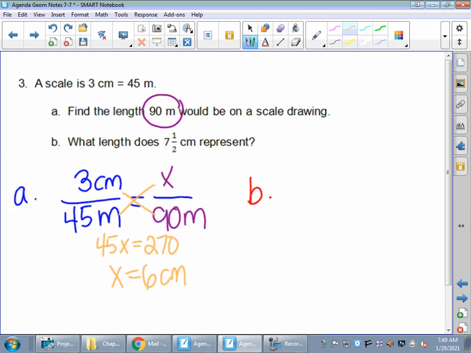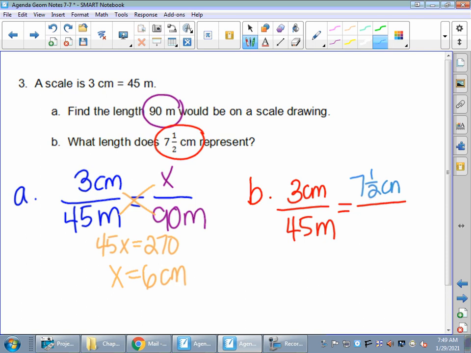So B, we've got the same scale, 3 centimeters to 45 meters. And what length does 7.5 centimeters represent? Well, 7.5 has to go up here by the centimeters, so x would have to go down here at the meters. Cross multiply those guys. It's not so easy to common sense your way through this one because 3 doesn't double 7.5. That's a tricky one. So if I multiply this out, I get 3x. I kind of just ignore the units here.